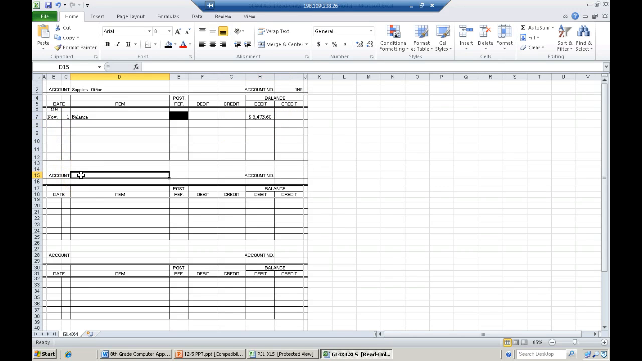Account number 2, we're going to open up the supplies store. So we have a ledger account for our office supplies, which again might be our pens, pencils, paper. We might also have supplies for our store, which would be cleaning products, toilet paper, things that are going to help maintain our store. The account number here is 1150.